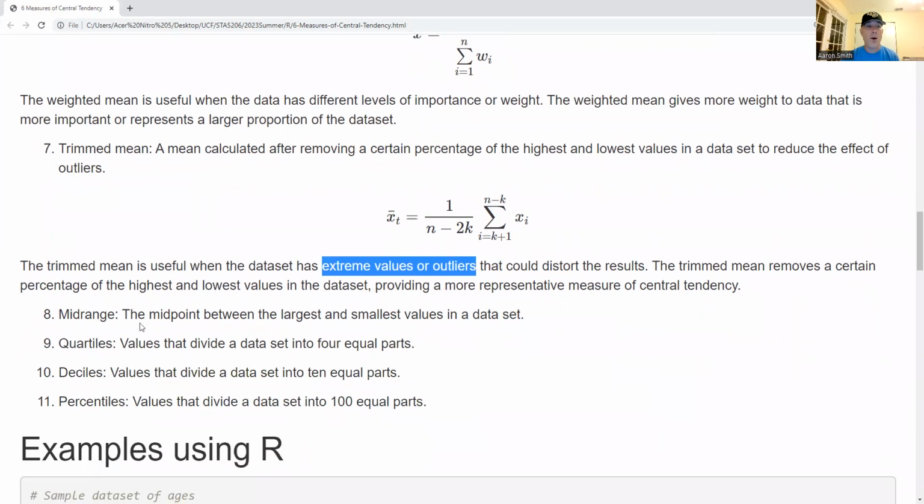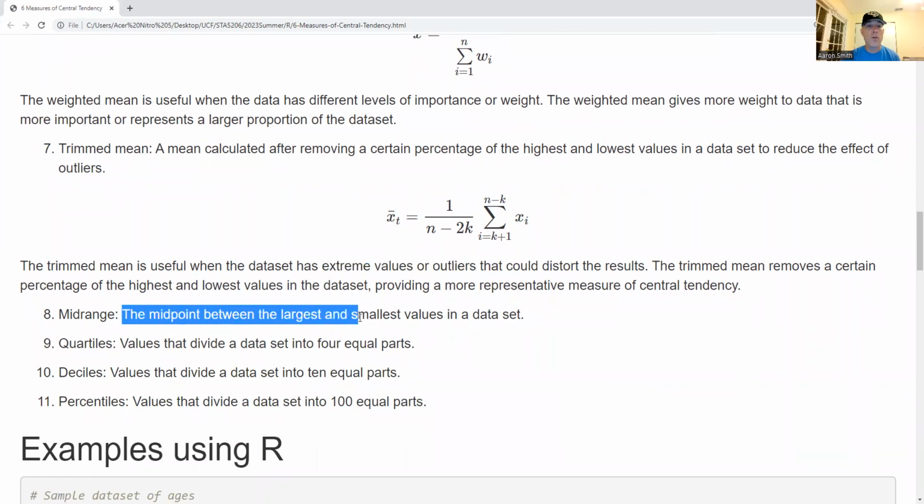Now, the next one to talk about is the mid-range. The mid-range is the middle point of the largest and smallest values in your data. Typically, I use this one when I'm watching a presentation and someone shows me their maximum and minimum values. To get an idea of what the central tendency is, I just take the average of their max and their min. Easy enough, I can do that in my head.